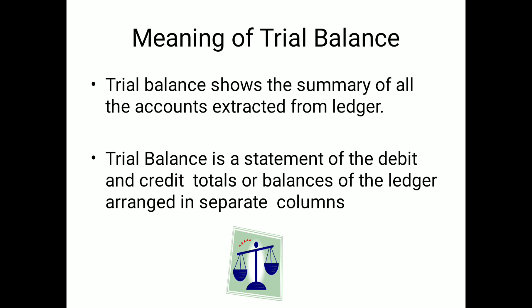As you know, the first process of accounting is the journal, and after that the ledger, and the ledger will give the balances, all the balances related with the five items, maybe assets, liabilities, capitals, and the revenue and expenses. Which side is more, you have to put in the trial balance. The trial balance shows the summary of all the accounts extracted from the ledger. It means the accounts maintained in the ledger.